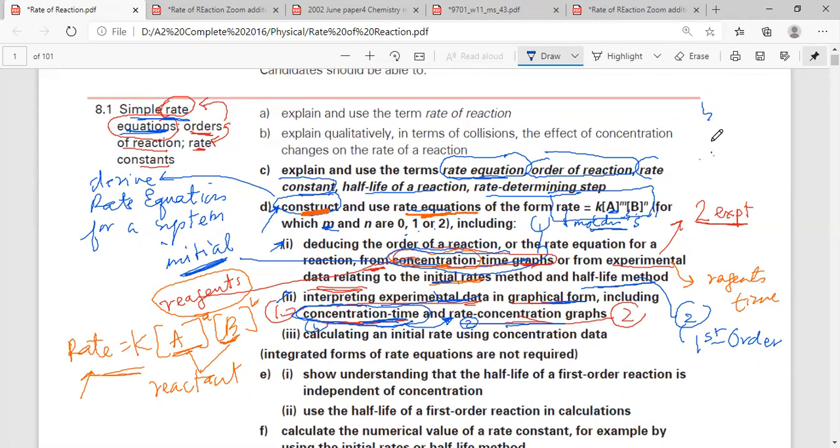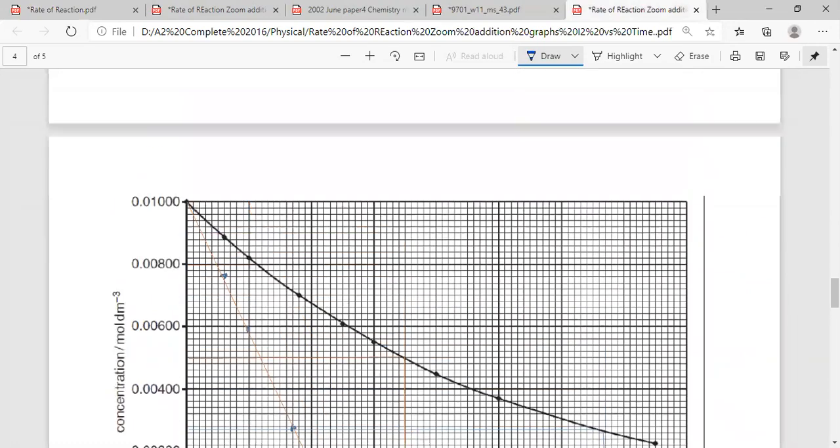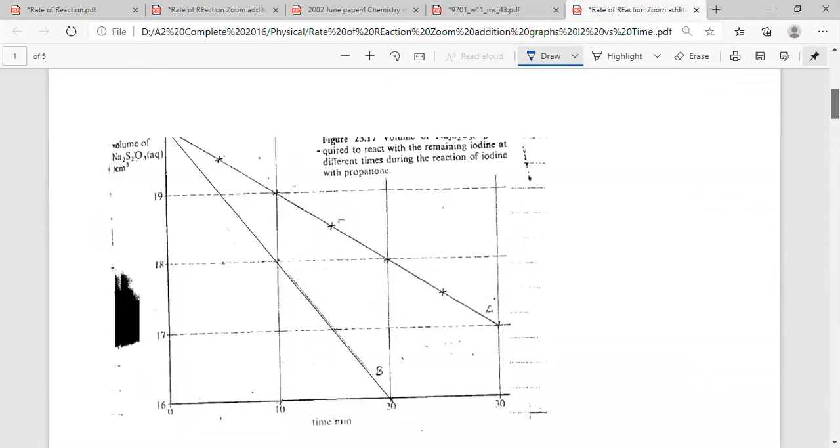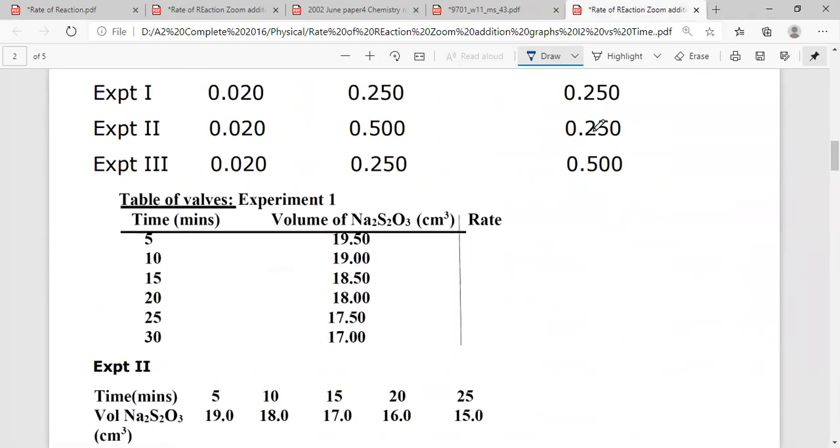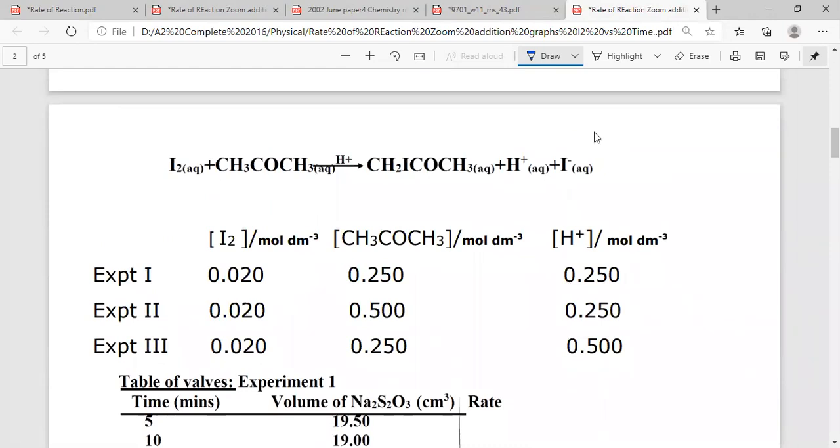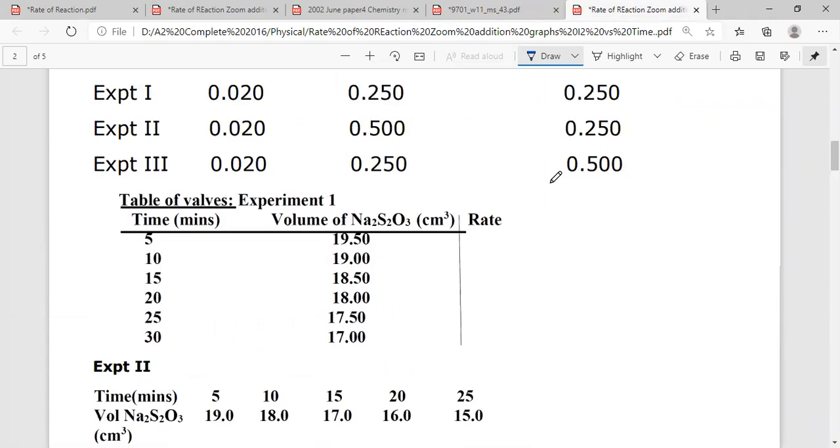Now let's go to where we stopped. We stopped the other day with this reaction here. Remember, iodine plus propanone plus acid. So we measure the amount of iodine from the volume of your thiosulfate. This is proportional to the concentration of your iodine, not equal, but proportional. Or it's equivalent to the moles per dm cubed. This is concentration. That's why this is a reactant.